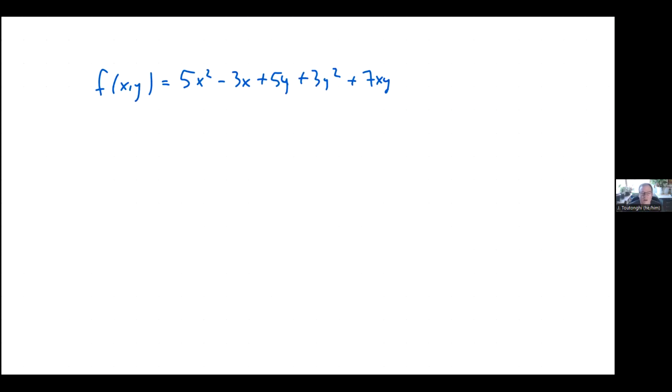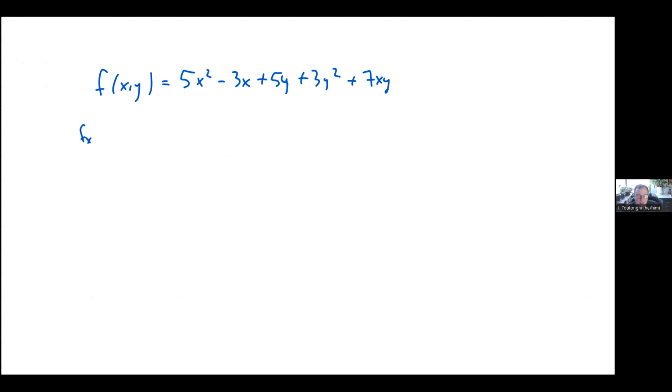Okay, so we're starting with the function f of x, y equals 5x squared minus 3x plus 5y plus 3y squared plus 7xy. And we're looking for the critical points, and then we want to determine if it's a max, min, or a saddle point. So to start, we're going to take the partial derivative with respect to x.